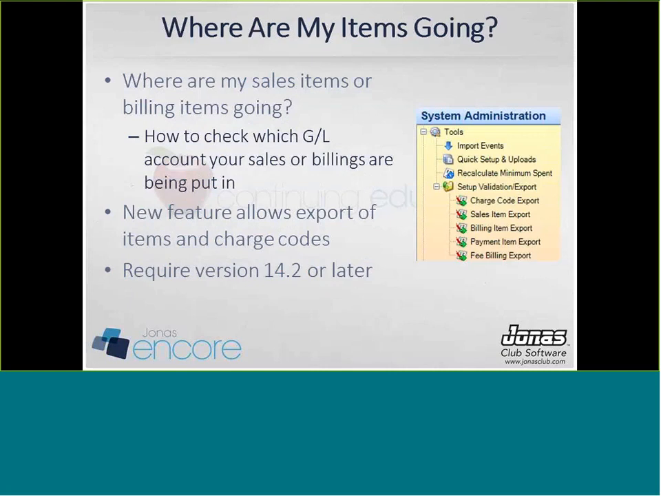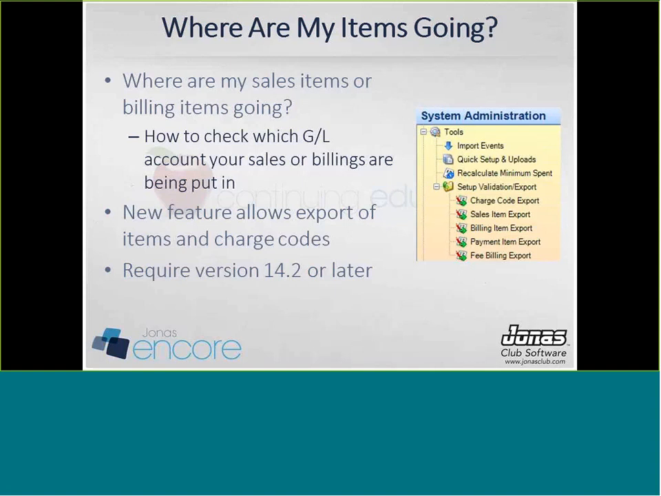So where are my items going? How can I look at this on a broad scale rather than going one by one item and only noticing if something's wrong when it goes wrong? You can actually do an export of items, and this will help validate the setups that you have in the system. So you can check the general ledger account that your sales or billing items are being put into. You can check your tax rules on those items. So it'll actually tell you the charge code that's attached to every sales item and billing item.